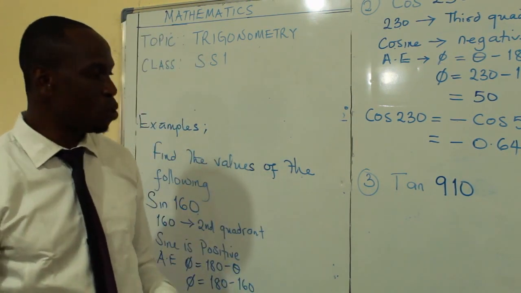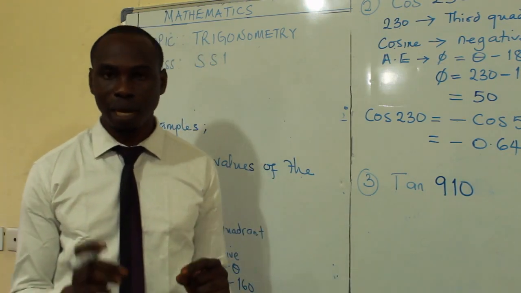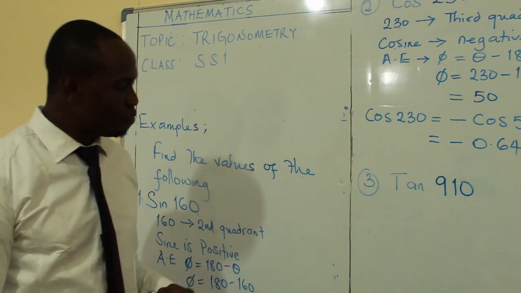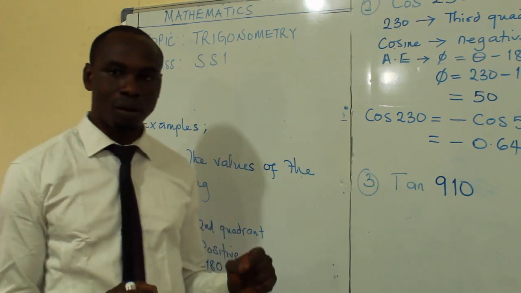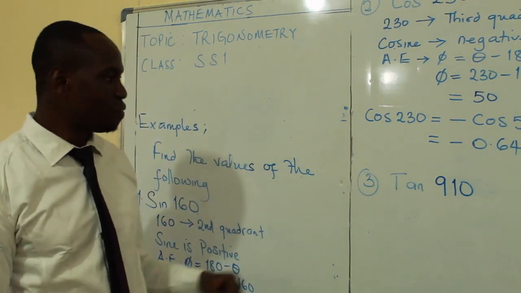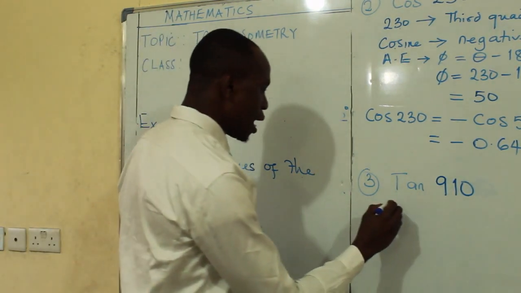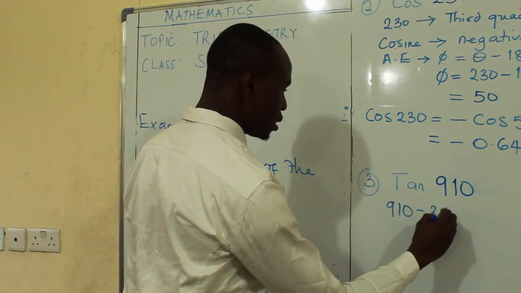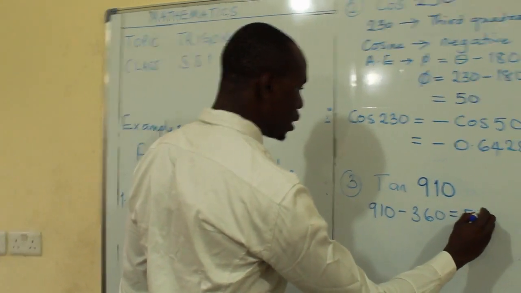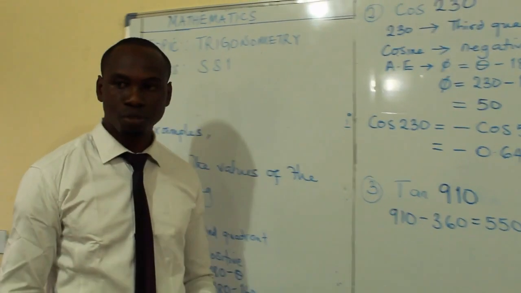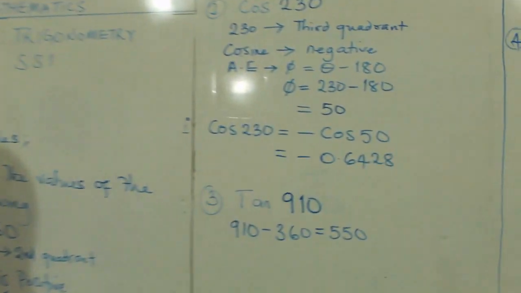So my aim here will be to bring 910 to a value between 0 and 360. The value I was given is higher than what we are learning. We are learning angles between 0 and 360. But the value I have here is 910. What do I do? I subtract 360 from 910. If I do that, I'm going to get 550.